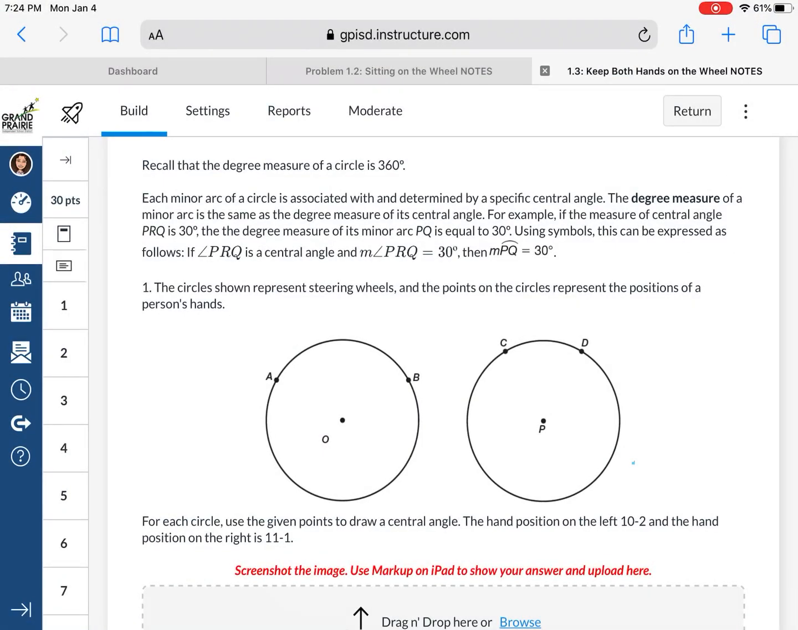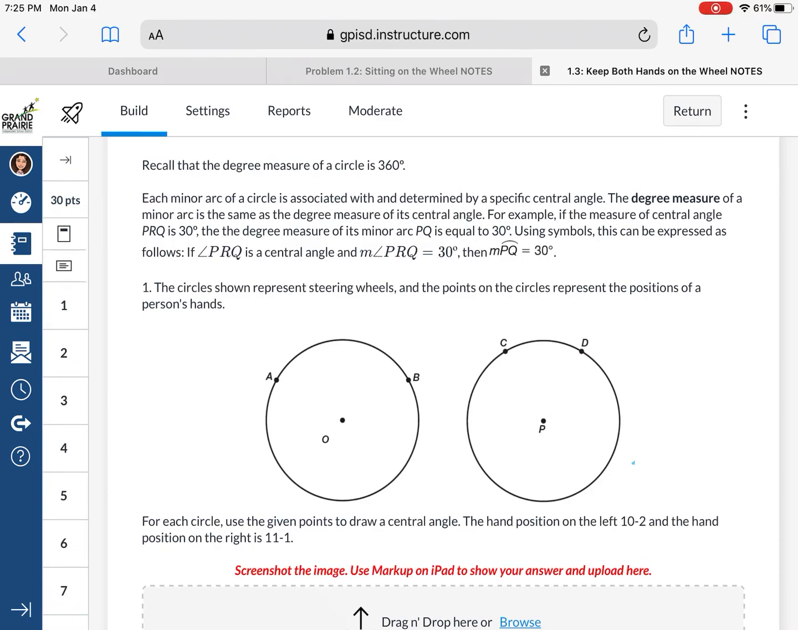Recall that the degree measure of a circle is 360 all around, right? Today we're going to talk about the arcs that are formed, parts of the sides of the circle. Think of it as part of the outside of a pizza, the bread crust around it.